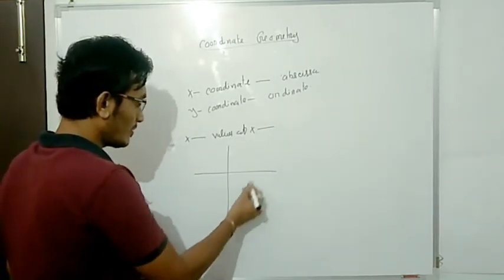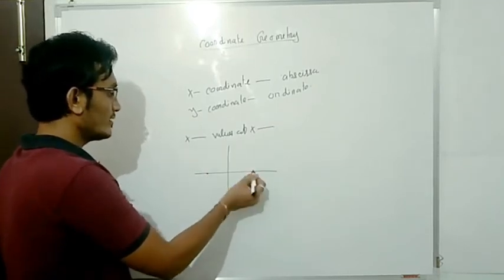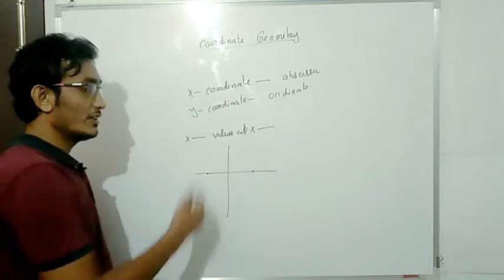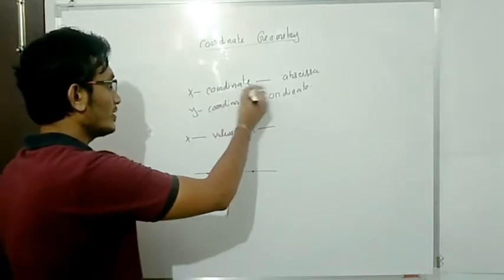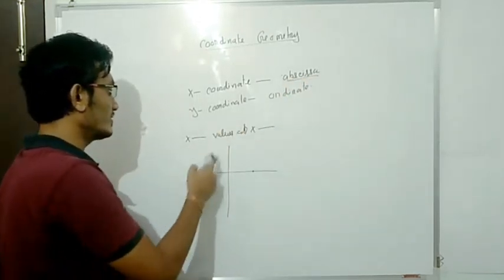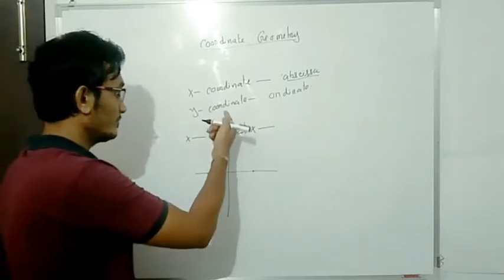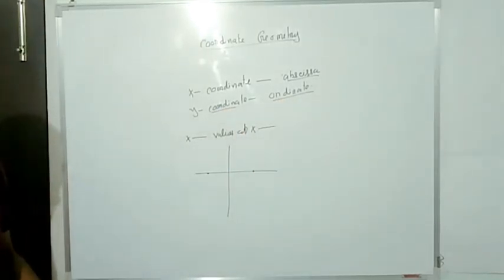So this is the coordinate plane. Here we get the positive x, here we get the negative x. So these points represent the what? X coordinate. Coordinates means simply you just remember the values of x. And this x coordinate is also known as the abscissa. Similarly, the y coordinate is also what? The values of y, and the y coordinate is generally known as the ordinate.